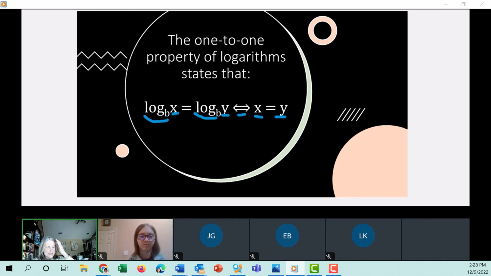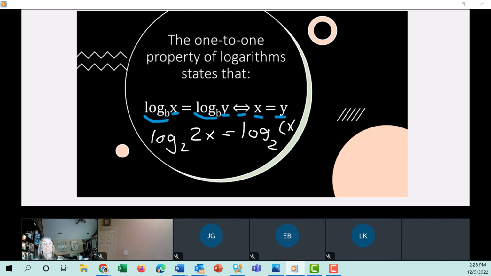Let's put the example log base 2 of x. So let's replace b with the number 2. And let's replace the x with an expression, 2x. And then equals log base, we have to have the same base for this to work, 2 of x plus 7. All right, what's the equation that I can set up using the property of logarithms? Either on the mic or in the chat, type out the equation I can set up. So we basically cross this out, and what's the equation that's left?